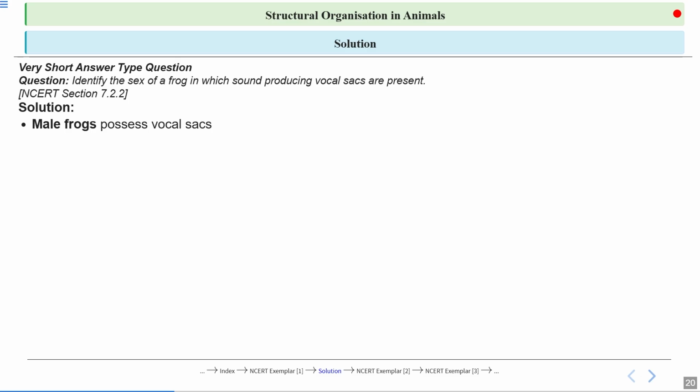And why are they having this vocal sac? So that they can produce the croaking sound in the rainy season. And that is helpful for them to attract the female for the process of reproduction.